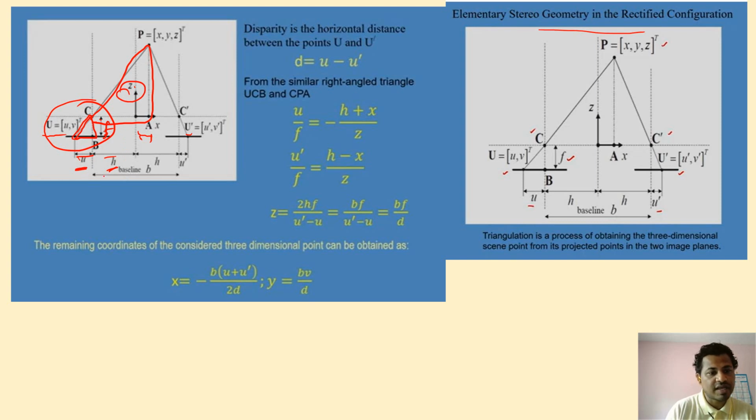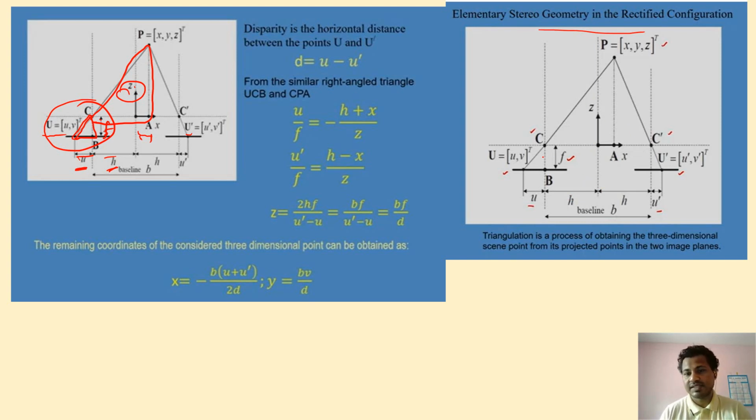So when this (H plus X) divided by Z value comes, we can say that our triangulation process is completed. If we see here, this is my U, this is my F. So U divided by F is equal to minus of (H plus X) divided by Z. So this is my Z.